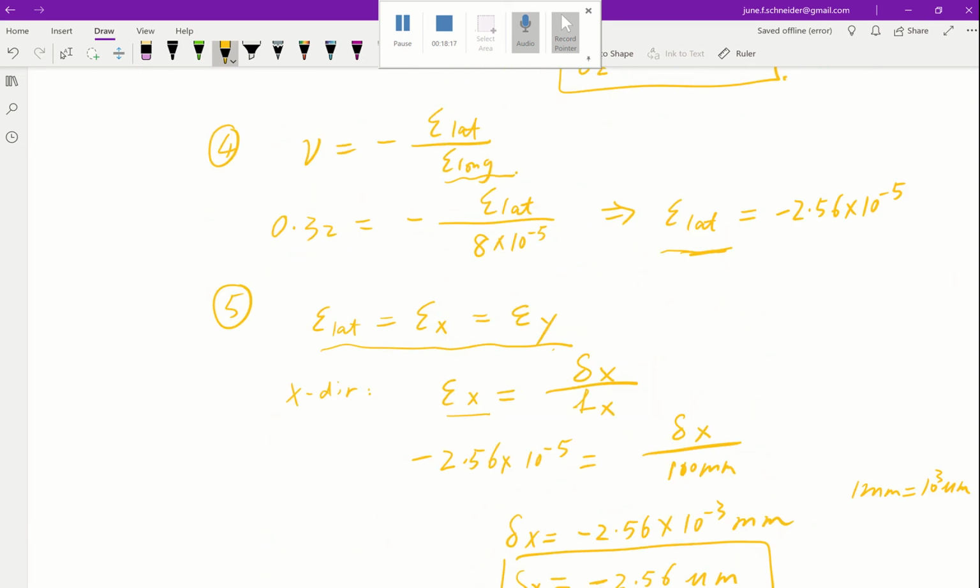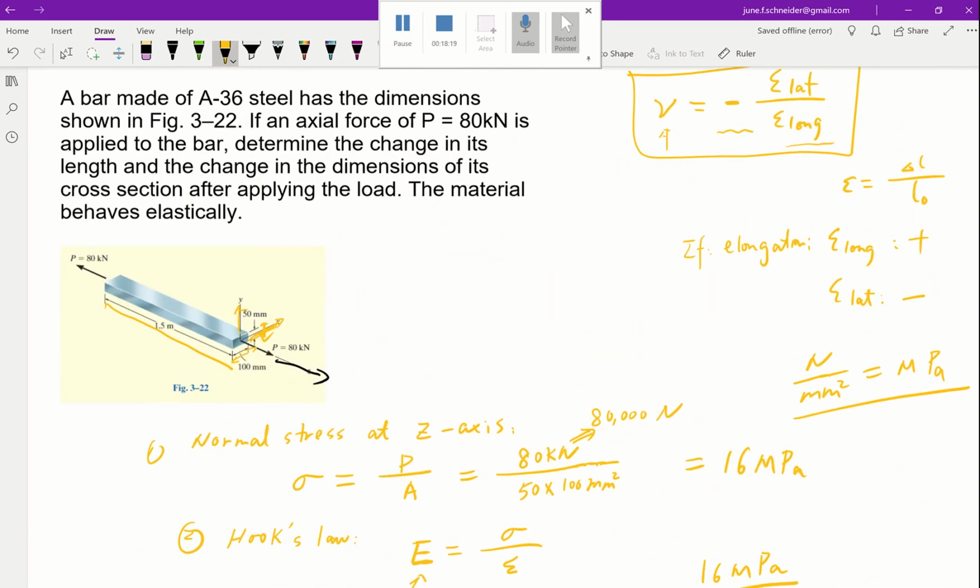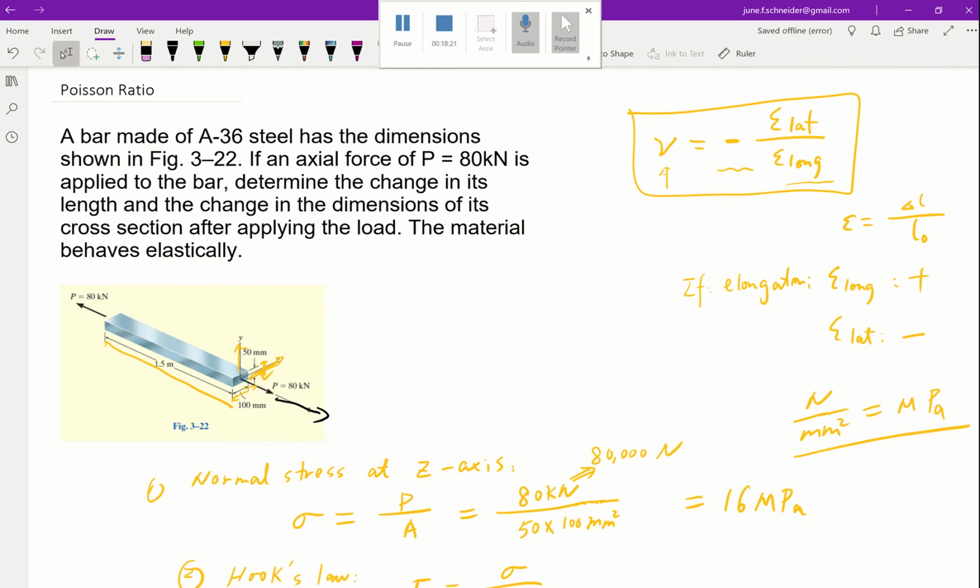Okay, so let's wrap up this problem. We introduced this Poisson's ratio and related the longitudinal direction and lateral direction. And then using Hooke's law and using the original strain definition of change in length over original length, we can actually demonstrate that we can get the change in all 3 dimensions.